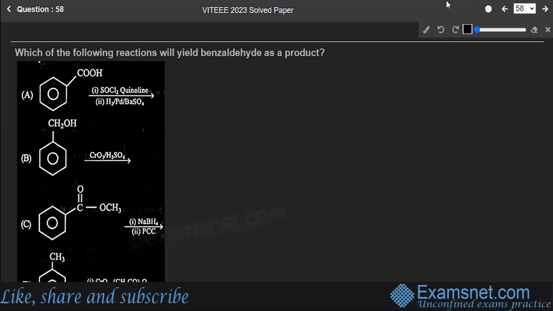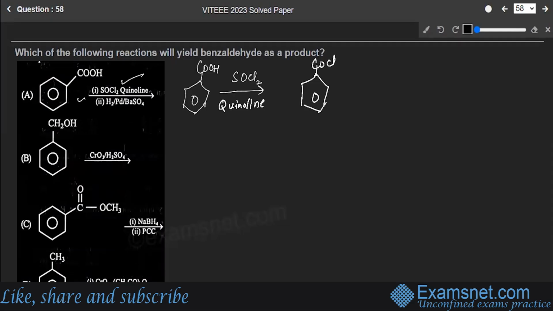Let's complete all the reactions one by one. This is the first one. Let's complete this reaction. On reaction in the presence of SOCl2, quinoline, H2, Pd/BaSO4. First of all, I'll divide this reaction. So this is COOH in the presence of SOCl2 and quinoline. It will give you COCl.